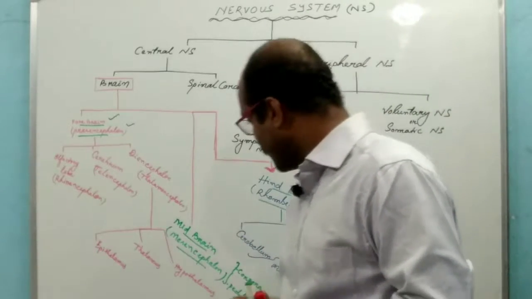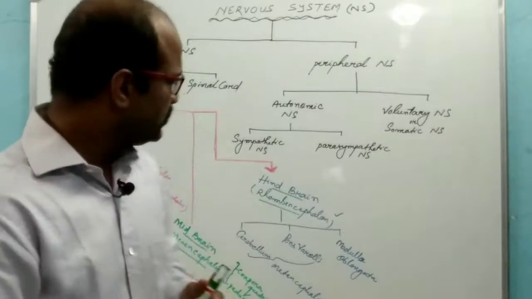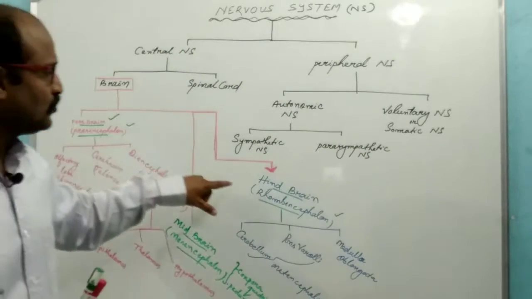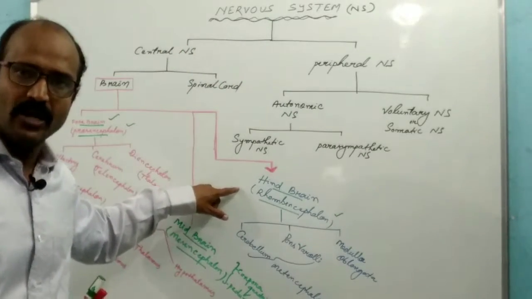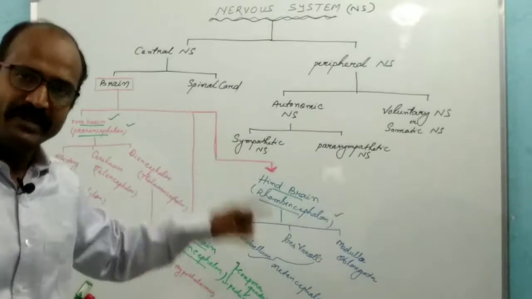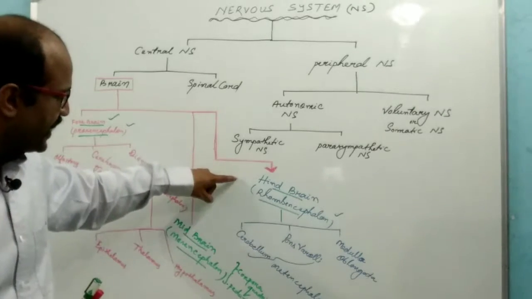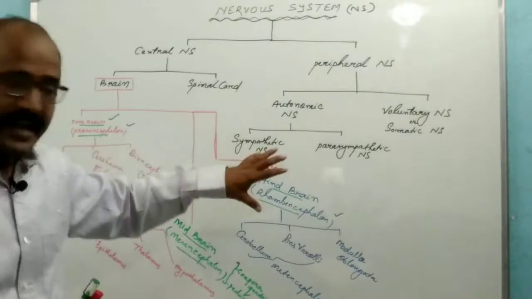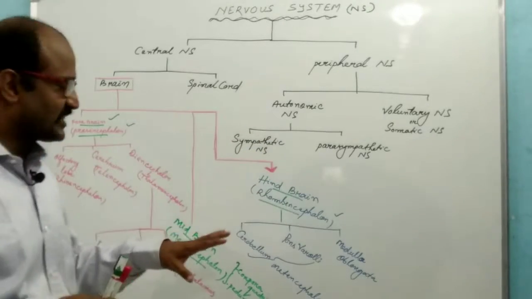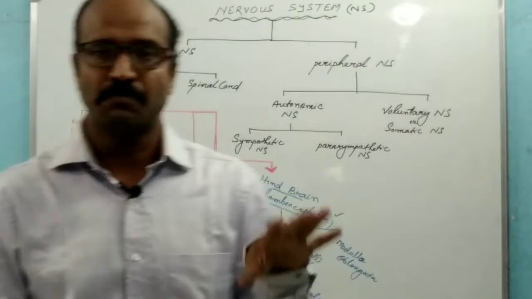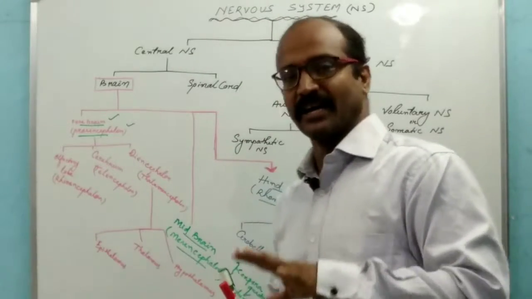Now come to the hindbrain, which is also known as the rhombencephalon. The hindbrain has three important parts: the cerebellum, the pons varolii, and the medulla oblongata.